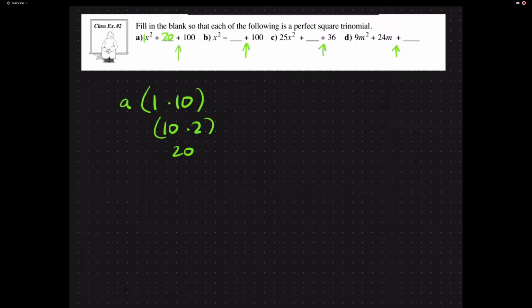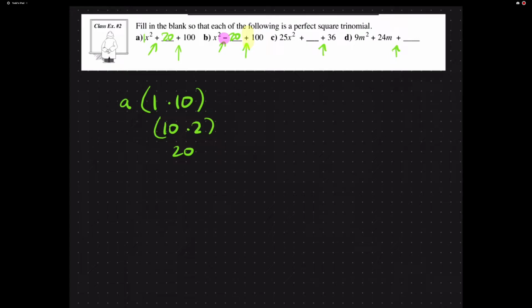The part B is exactly the same. It's just that it's got a negative sign right there instead of a positive. So again, that will also be 20. It's this last positive right here that cannot be a negative, but this one right here is fine to be negative.